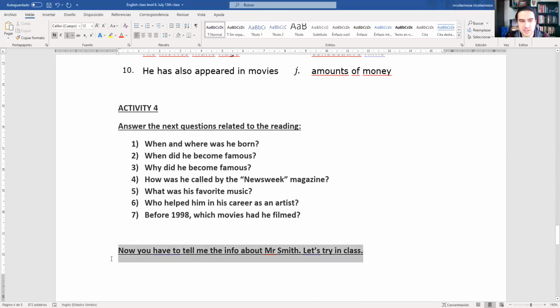Esta la hacemos en clase, ¿listo? But activity number four, one, two, three, four, five, six, seven, answer the questions. And this one, esta sí es para, esta que estoy subrayando es para que hablemos en clase about Will Smith, okay? That's it, no more guys.